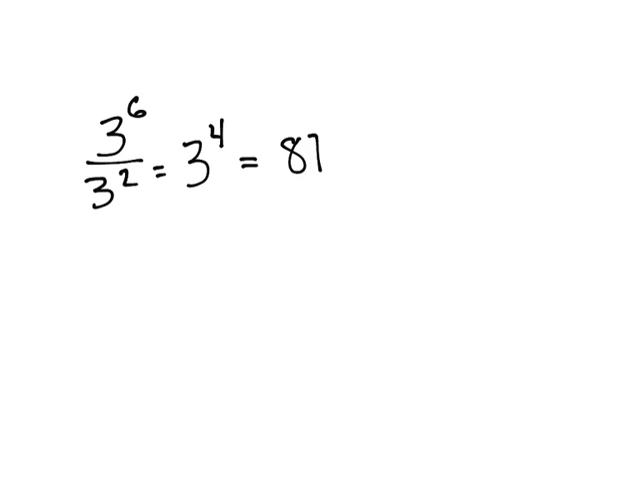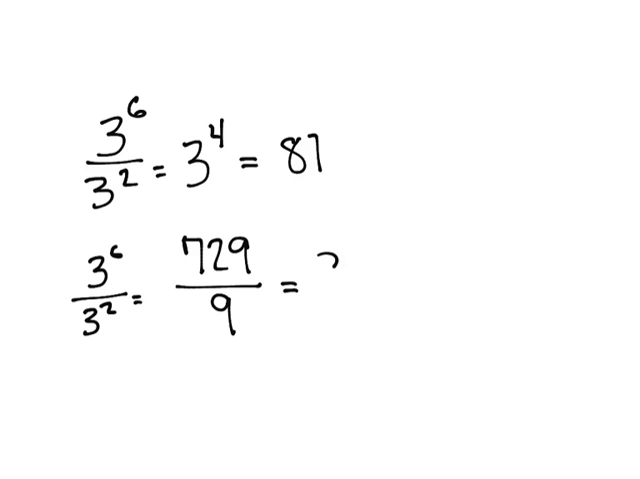So let's look at a couple examples. 3 to the 6th divided by 3 squared would become 3 to the 4th, or 81. To double check this, we know that 3 to the 6th divided by 3 squared is also equivalent to 729, which is 3 to the 6th, divided by 9, which is 3 squared. This also comes out to 81, so we know we've done things correctly.